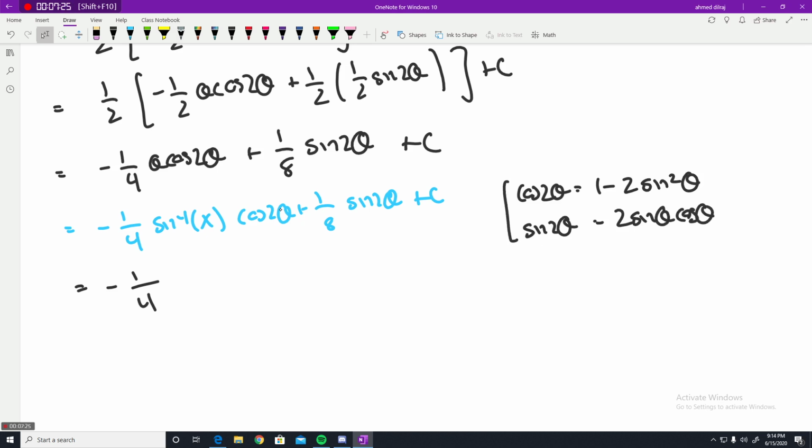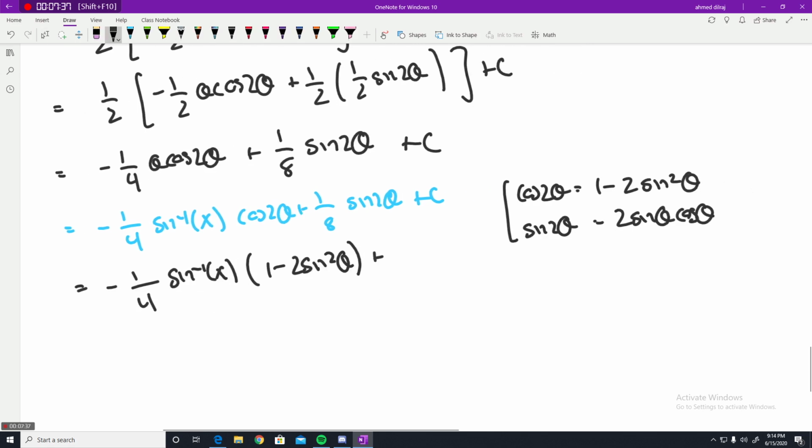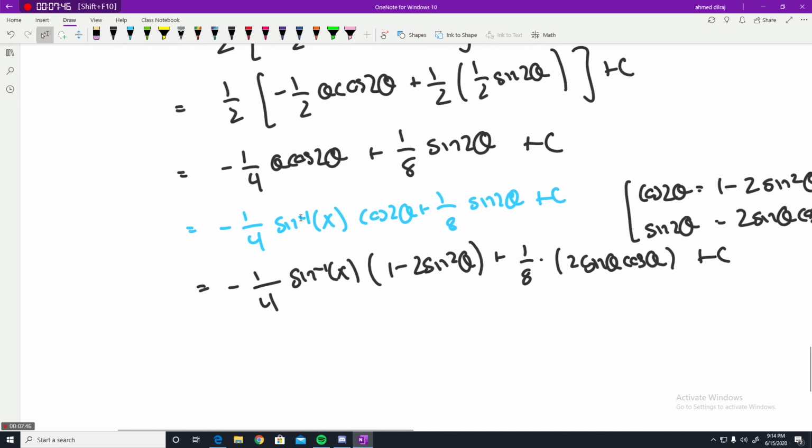So taking these two double angle properties into account, we can make a direct substitution, right? So cos 2 theta becomes 1 minus 2 sine squared theta, plus now 1/8 of sine 2 theta becomes 1/8 multiplied by 2 sine theta cos theta, plus c. So now we're at this point where it looks doable. We have everything in terms of sine theta and cos theta and sine squared theta, which is all the stuff that we actually know. So now we can finally make our remaining substitutions.